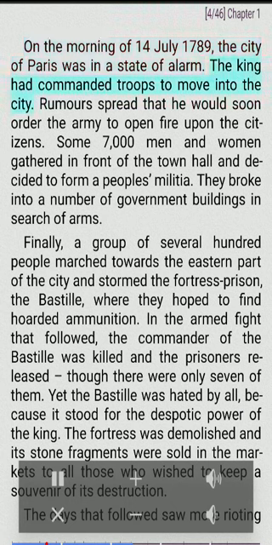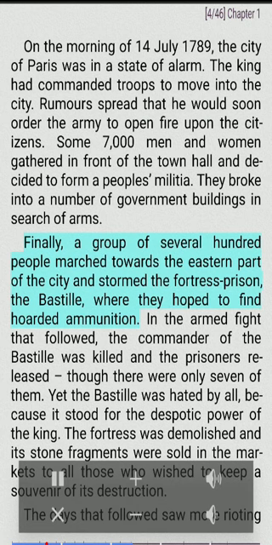The French Revolution. On the morning of the 14th of July 1789, the city of Paris was in a state of alarm. The king had commanded troops to move into the city. Rumors spread that he would soon order the army to open fire upon the citizens. Some 7,000 men and women gathered in front of the town hall and decided to form a people's militia. They broke into a number of government buildings in search of arms.